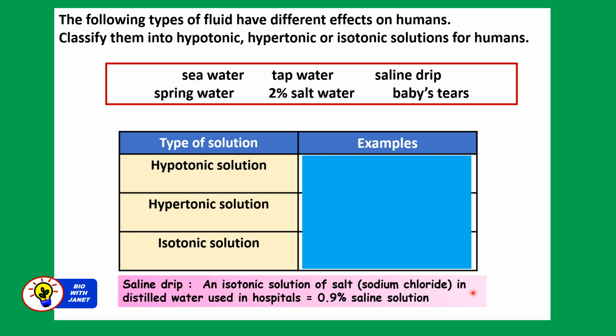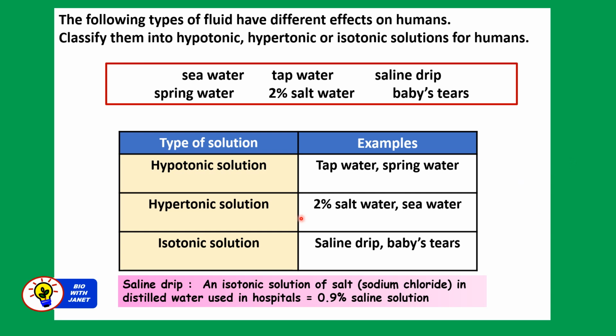So saline drip is usually put into a person through the drip. It's dripped into the person, a sick person, to help him rehydrate. If he's suffering from dehydration, the condition can be reversed. Okay, so let's look at the answer.